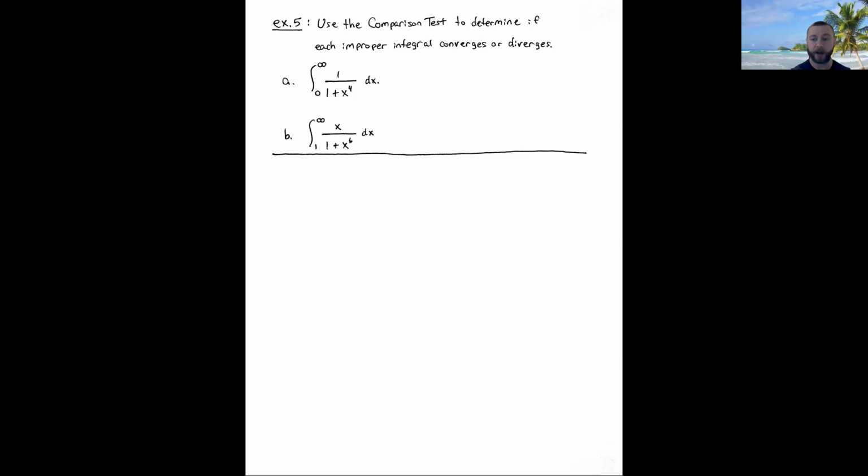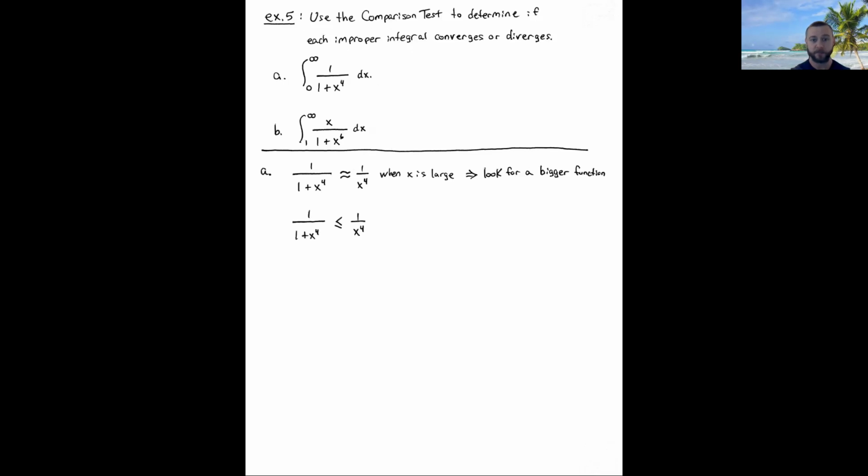All right, the first part, part A, is a little tricky. So to get an idea if it converges or diverges to guide us for looking for a bigger or smaller function, let's take a look at how we might think of that. For the function 1 divided by 1 plus x to the 4th, if x is a very large value, that +1 in the denominator is insignificant compared to x to the 4th when x is large. So for large values of x, 1 divided by 1 plus x to the 4th is pretty darn close to 1 divided by just x to the 4th.